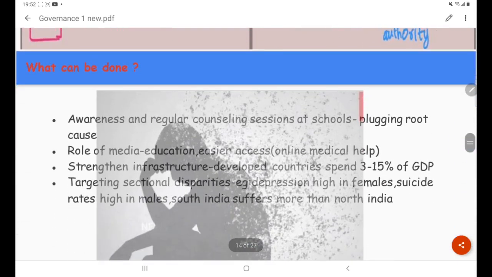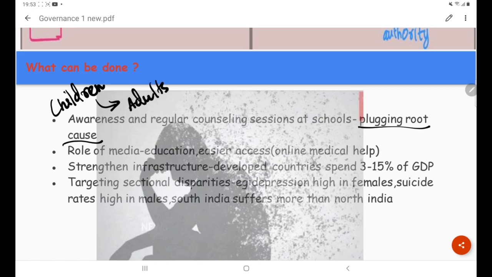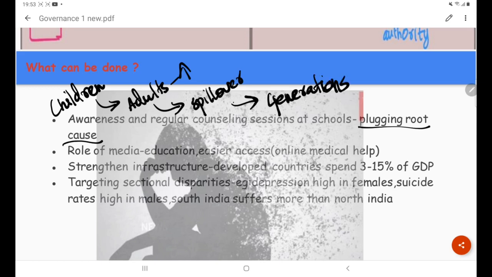Then what all things can be done more? Because this is not enough in the case of India. So what all things can be done more? We have to plug the root cause. If we are able to plug the root cause, that starts from children. If children are made aware of mental health issues, then when they become adults, they will be more aware. So this is like a spillover effect. The upcoming generations also will get more awareness of the importance of mental health.